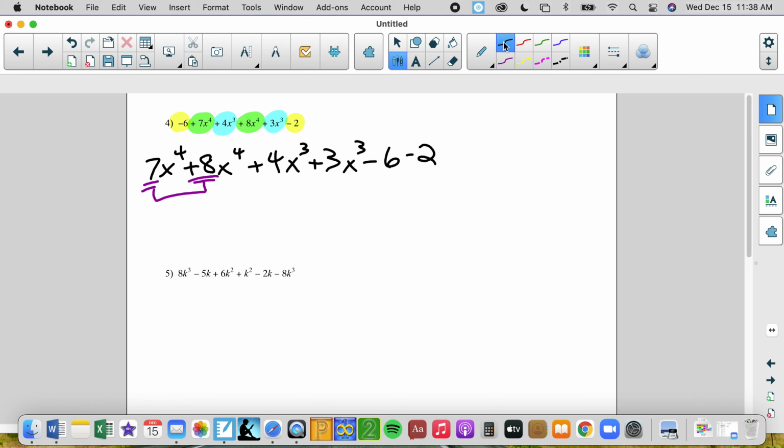7 and 8 makes 15x to the fourth. I have coefficients of 4 and 3, which makes 7x to the third. And then I have the constants negative 6 and negative 2, which makes negative 8.